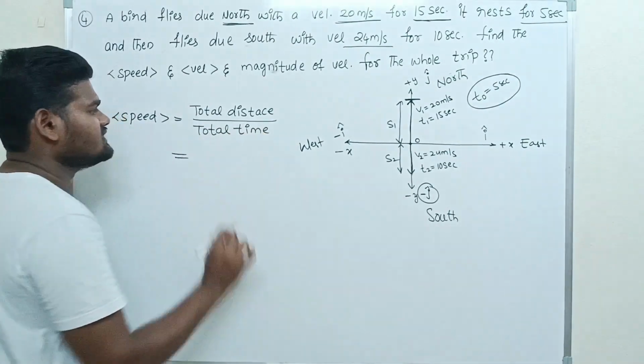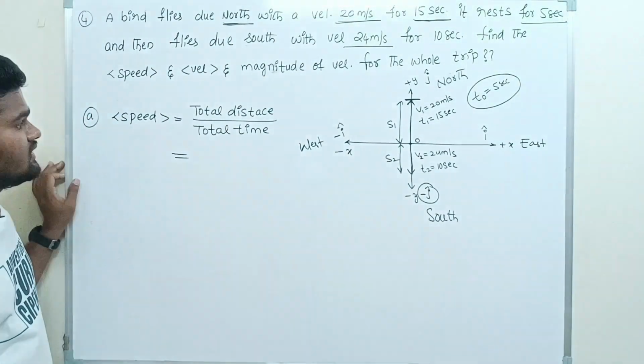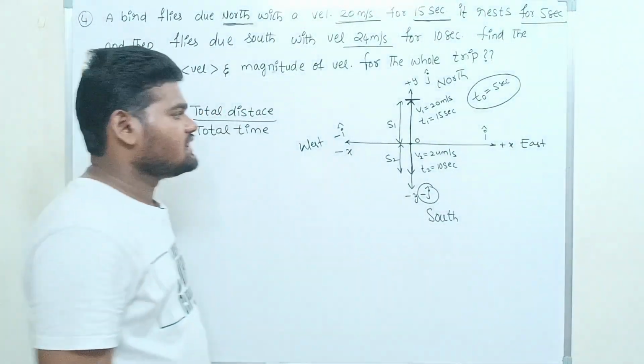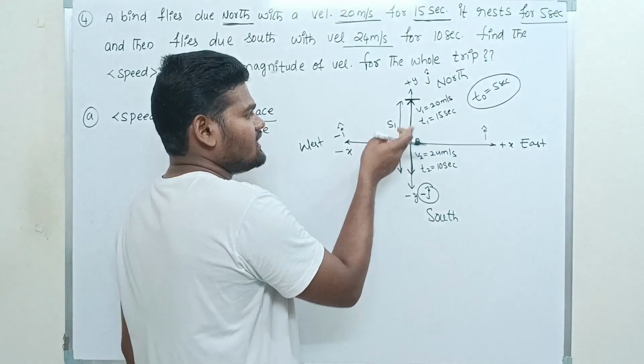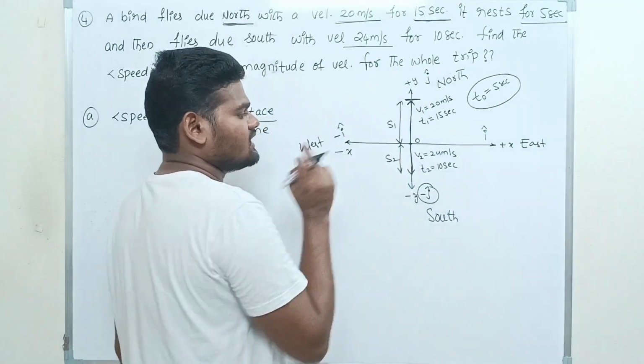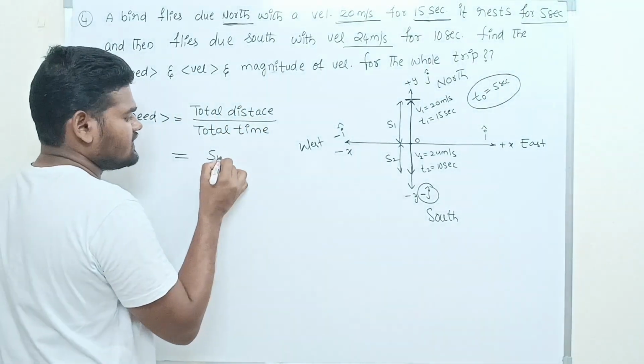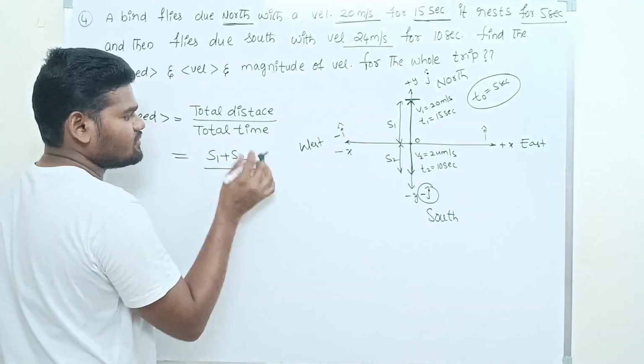This is what? Average speed. Okay, are you getting more? Okay. Total distance. What is the total distance? Have a look. From here to here, S1. From here to here, S2. So total distance is S1 plus S2, divided by total time.